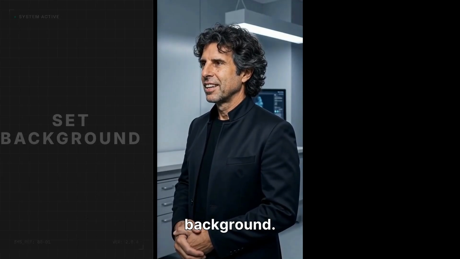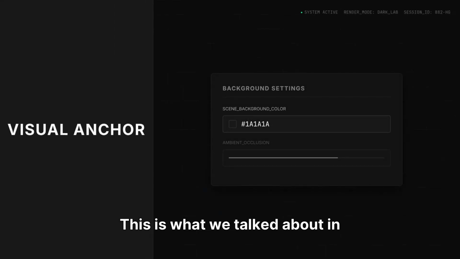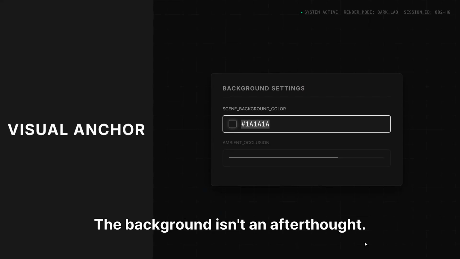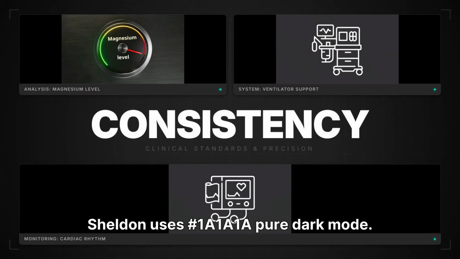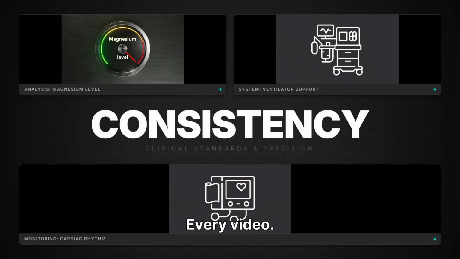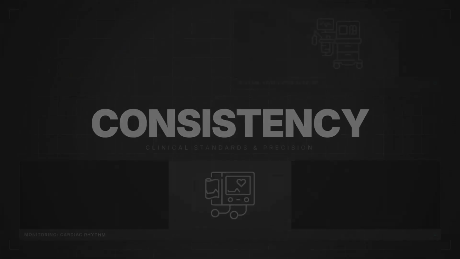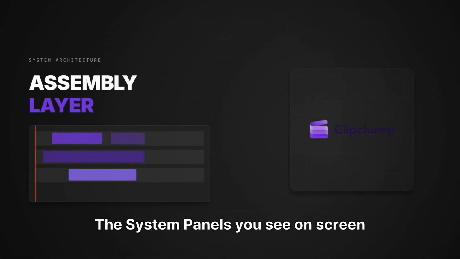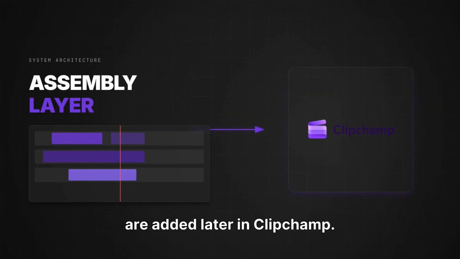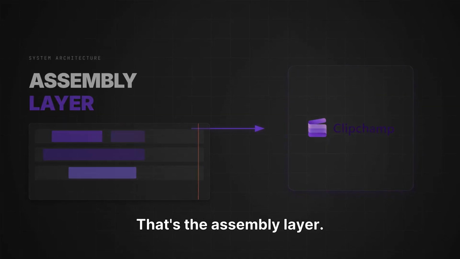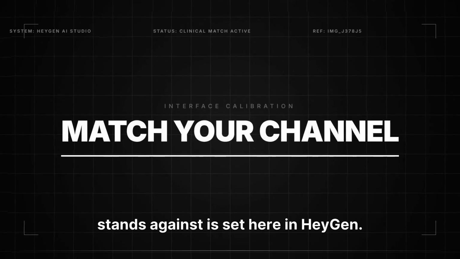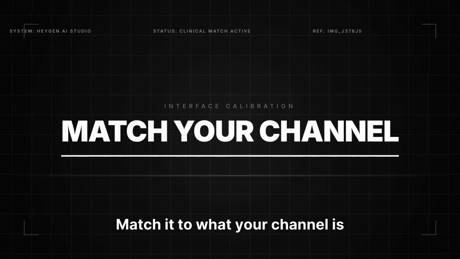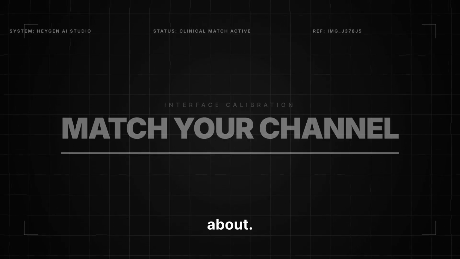But before you touch multi-view, set your background. This is what we talked about earlier. The background isn't an afterthought. It's the visual anchor of your brand. Sheldon uses hashtag 1A1A1A, pure dark mode, every video, every segment, consistent. The system panels you see on screen are added later in Clipchamp. That's the assembly layer. But the foundation, the background your clone stands against, is set here in HeyGen. Match it to what your channel is about.